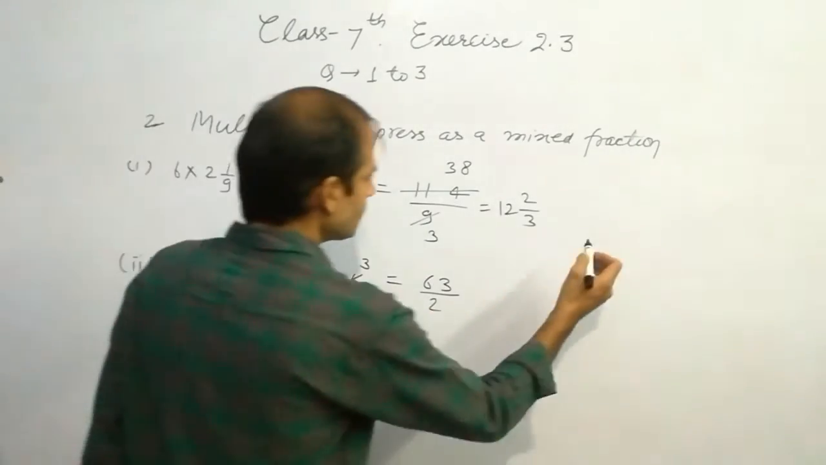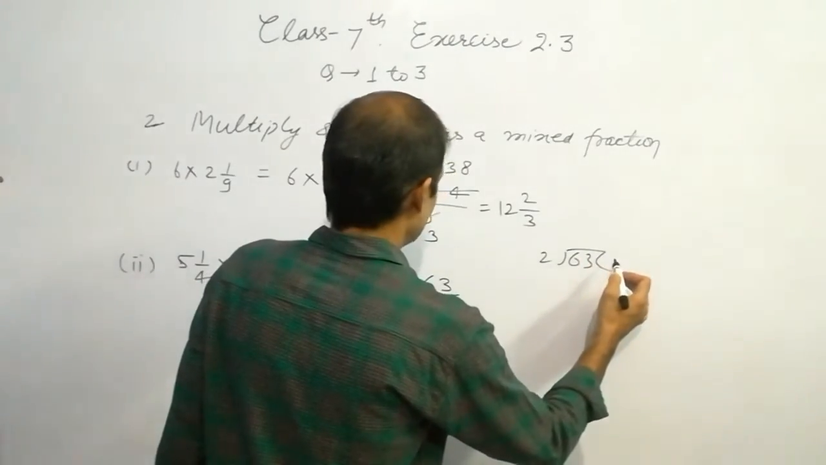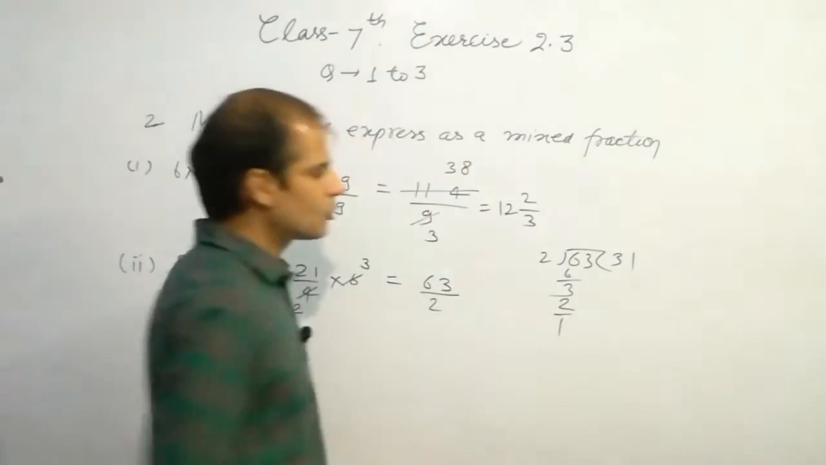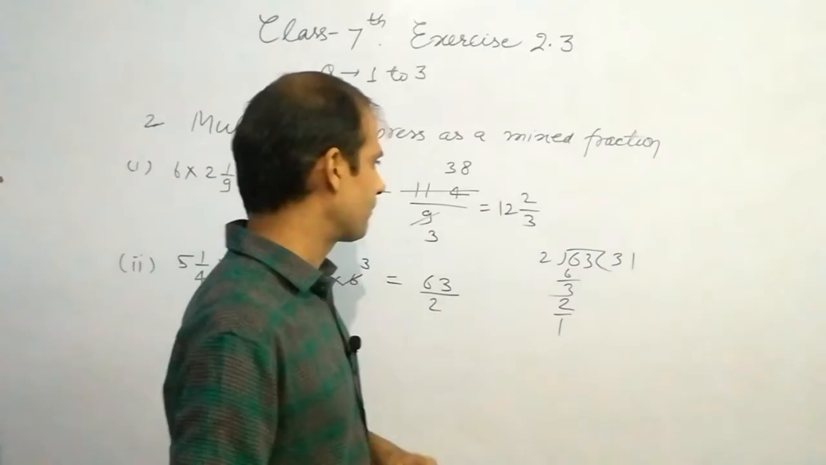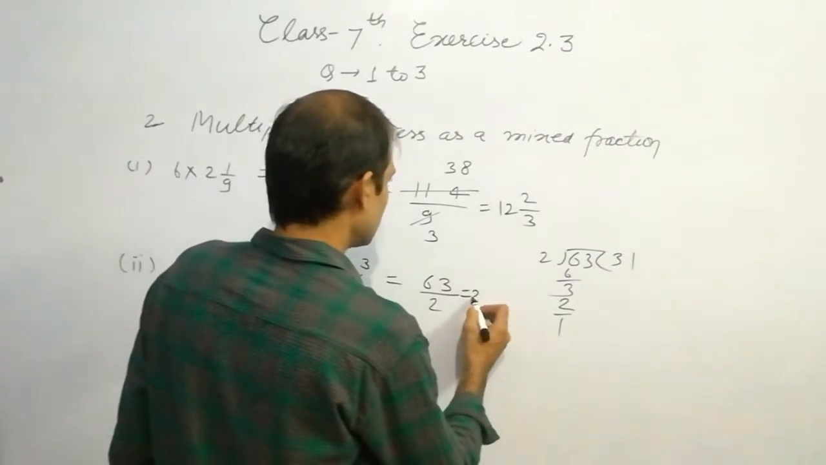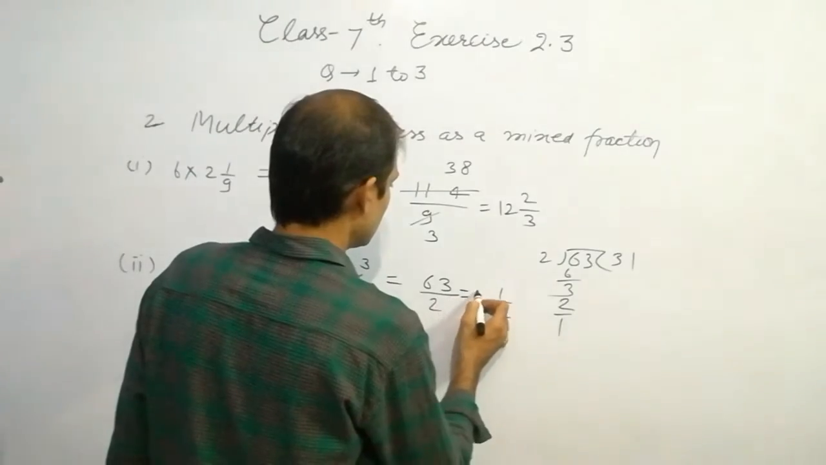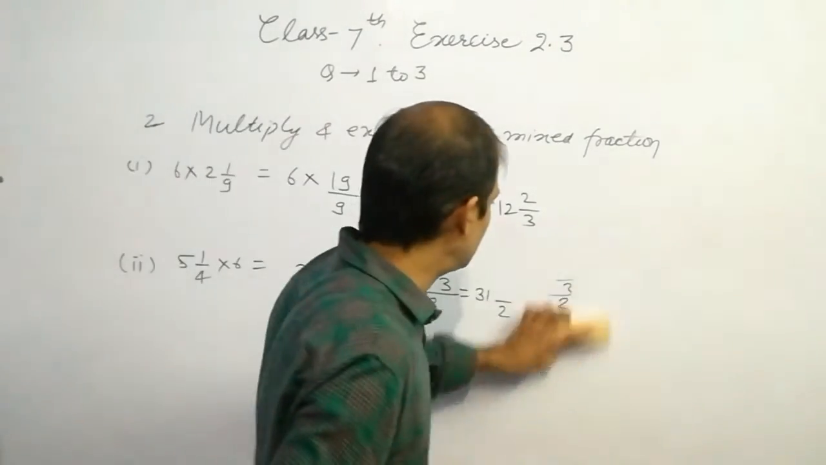Perform the division. So 63 upon 2, 2 3s are 6, there is 3, 2 1s are 2. So I hope I don't need to explain the division. You know division well. So it is 31 and 1 upon 2. 31 and 1 upon 2, and no need to show this division.